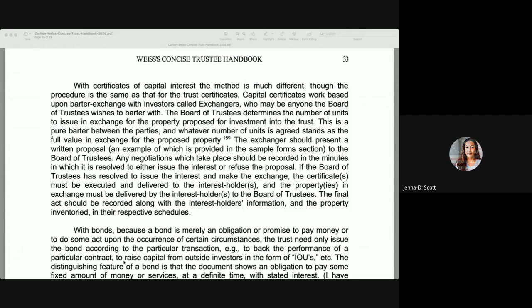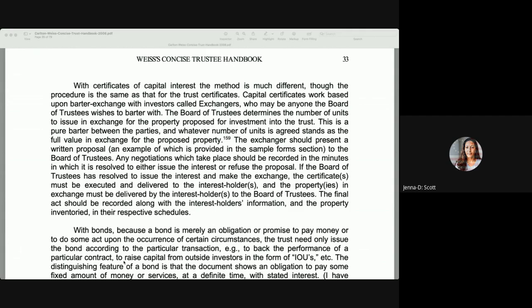With certificates of capital interest, the method is much different, though the procedure is the same as that for the trust certificates. Capital certificates work based upon barter exchange with investors called exchangers, who may be anyone the Board of Trustees wishes to barter with. The Board of Trustees determines the number of units to issue in exchange for the property proposed for investment into the trust. This is a pure barter between the parties, and whatever number of units is agreed stands as the full value in exchange for the proposed property.